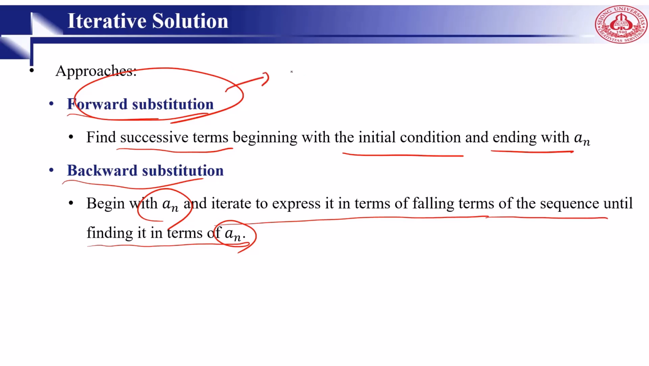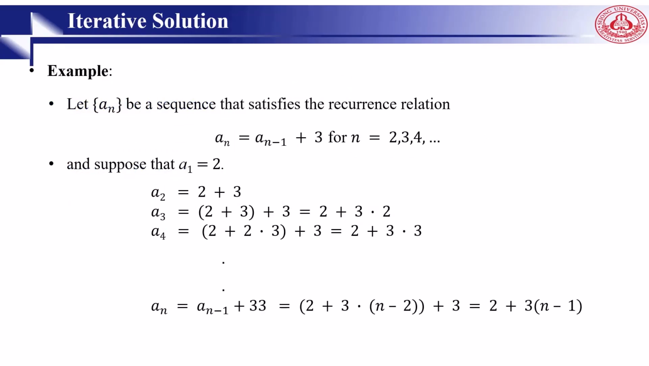This is also known as working upward. Let's see an example here. So suppose we have an, which is a sequence, and it's a recurrence relation in this form. Here we start from a1 equal to 2. So very simple, an is equal to an minus 1, which means the previous one, plus 3.